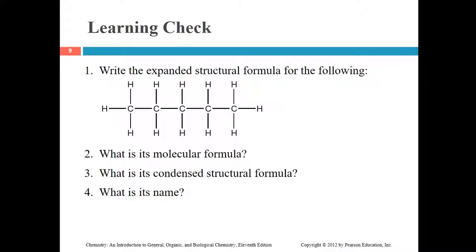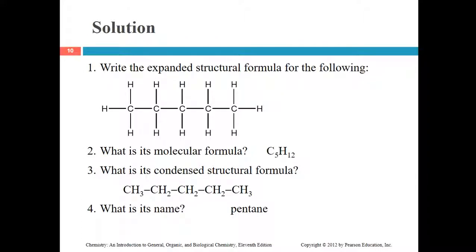So, please press pause and see if you can do this. All right, so here we have our carbon and our hydrogen, so we know it's an alkane. 1, 2, 3, 4, 5. So 5 carbons. The molecular formula is C5, and we could count up how many hydrogens there are or use our formula for an alkane, which is however many carbons there are, it's 2 times n plus 2. So 2 times 5 is 10 plus 2 is 12. Or just count up how many hydrogens, so that's C5H12.